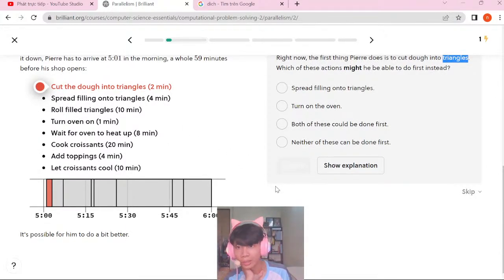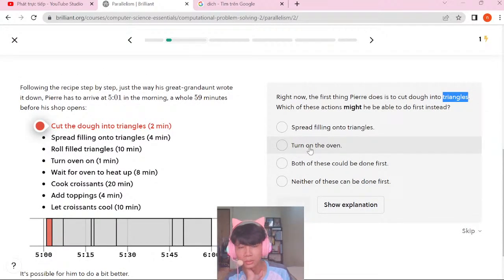Which of these actions might he be able to do first instead: spread filling on triangles, or turn on the oven? Both of these could be done first. Neither. Follow this recipe step by step, just the way his great granddad wrote it down.